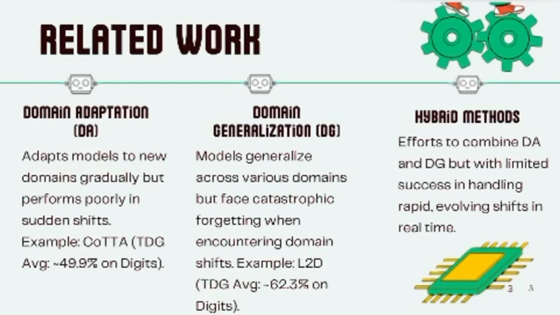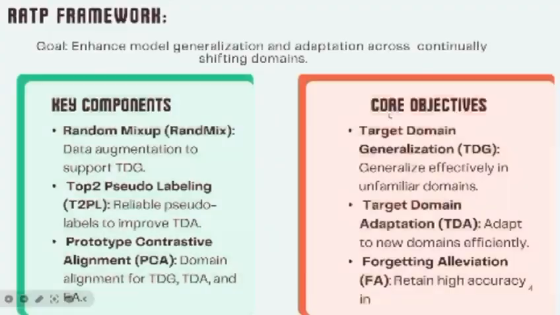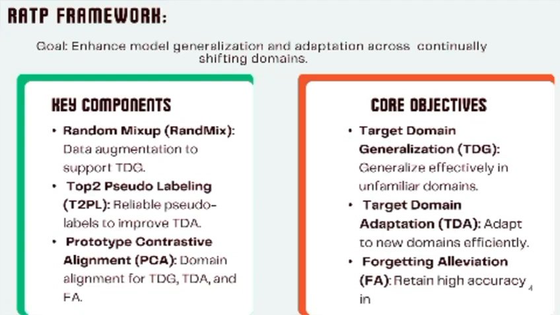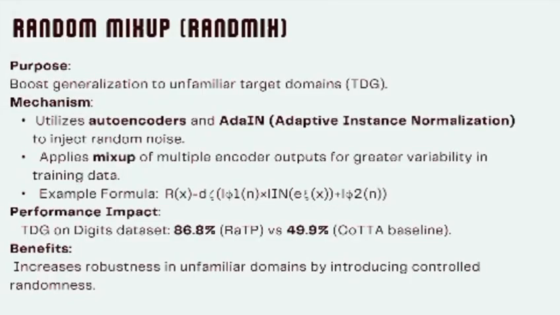So next is the framework of our model. Our model is named RATP, and the components of our framework are: Random Mix, where we generate augmented data from the original data to support TDG; next is Top-Square pseudo labeling, which is to improve the TDA score of the model; and next is Prototype Contrastive Alignment, for domain alignment for TDG, TDA, and forgetting alleviation. Now the detailed explanation of our framework.